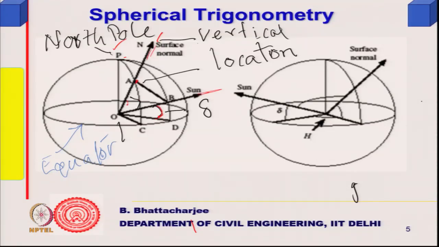As you can see, this is nothing but the latitude, because OC is the projection of OA here, and the sun's ray is BO. So its projection is OD, therefore BOD is nothing but delta, and this is the vertical. So this is angle OAB, which represents the zenith angle, because this is vertical to the sun, that is basically the zenith angle.